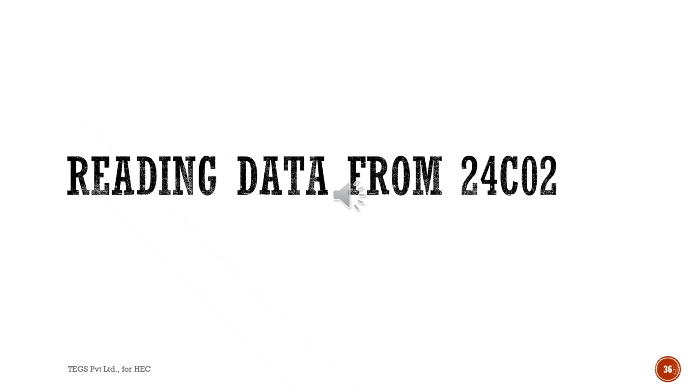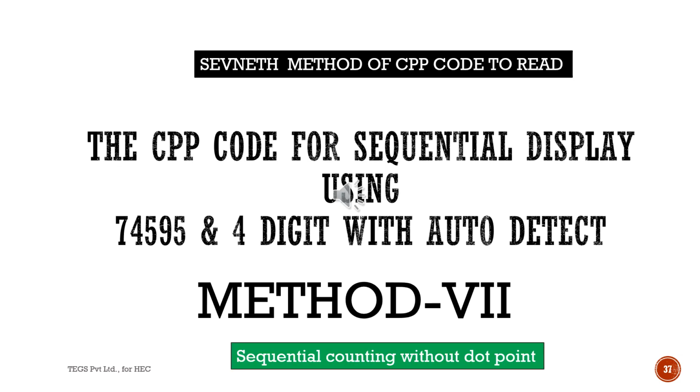And from this section, we are going to deal with the reading of data from 24C02 EEPROM. This section deals with the C++ code for sequential display using 74595 and 4-digit display with auto detection of the common driving, like anode and cathode. This is termed method 7.